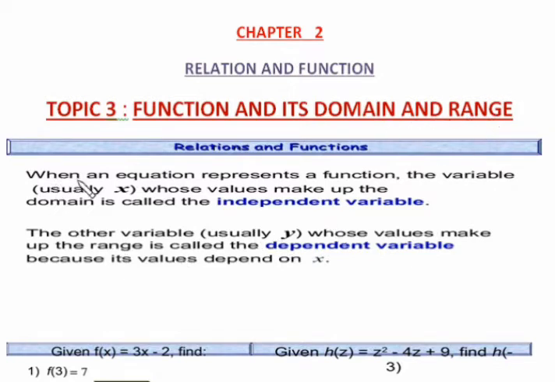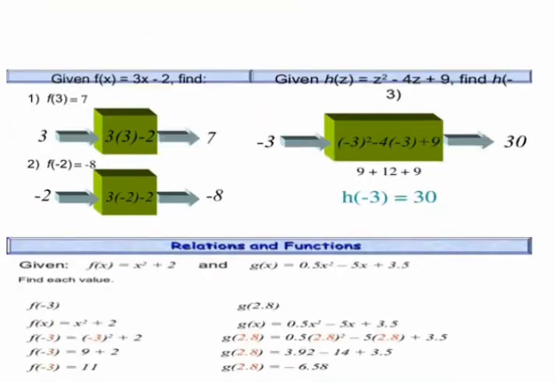When an equation represents a function, the variable, usually x, whose values make up the domain, meaning the input x is said to be the domain, is called the independent variable. The other variable, usually y, whose values make up the range, is called the dependent variable because its values depend on x. Simply, our input is said to be the domain and our output is said to be its range. Now let's see some examples.